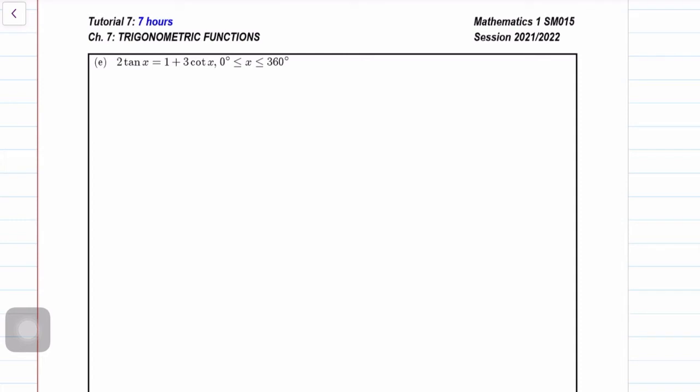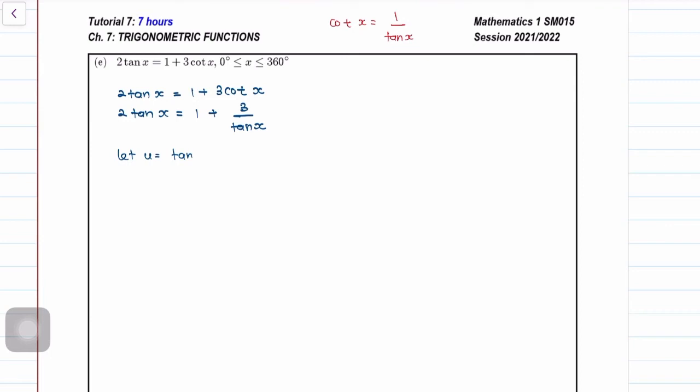E, 2 tangent x equals 1 plus 3 cot x, x between 0 and 360. From this question, kita nampak kita ada tangent and cotangent. So, we know that cotangent adalah 1 over tangent. So, terus tukar: 2 tangent x equals 1 plus 3 over tangent x, because cot x equals 1 over tangent x. Untuk memudahkan kita punya working, kita akan let u kan sekejap. Let u equals tangent x.